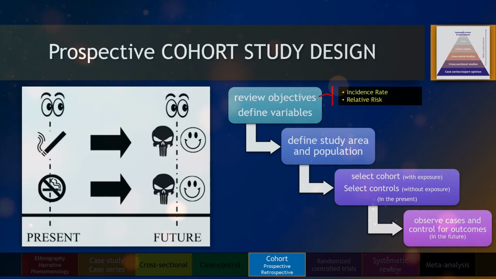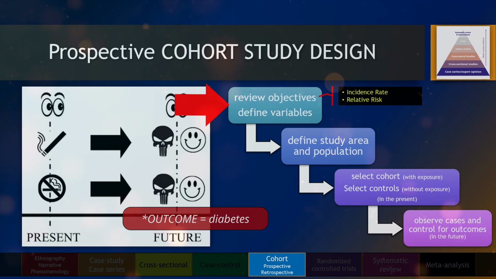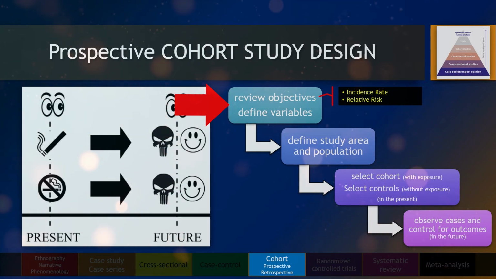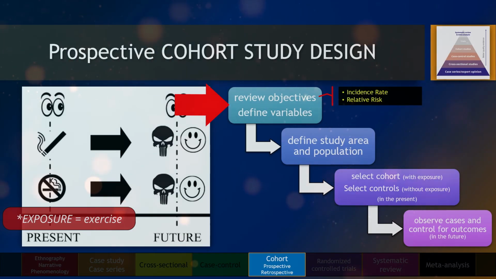So how do you do a prospective cohort study? Again, defining your objectives is important, which would of course lead you to defining your main variables. In cohort studies, you absolutely need to define both exposure and outcome variables. The most common measured parameters in a cohort study are the relative risk or incidence rates. For our cohort study purposes, our outcome variable can be our original outcome, which is diabetes. Then we can also retain our exposure variable, which is exercise.